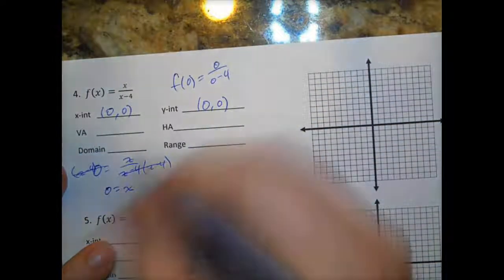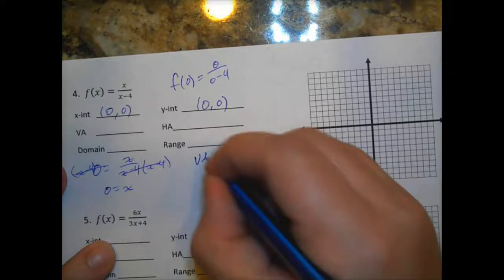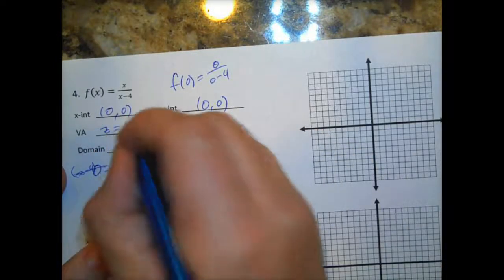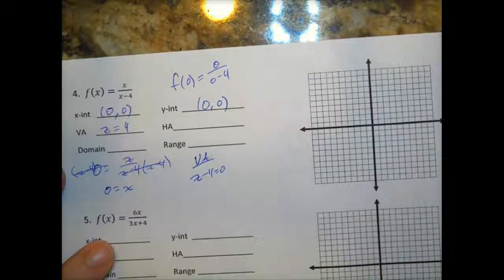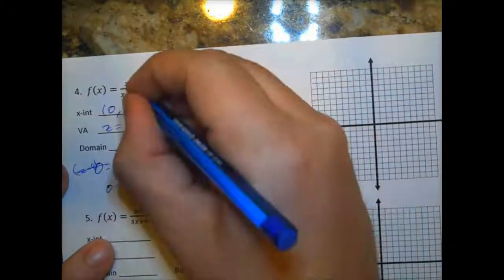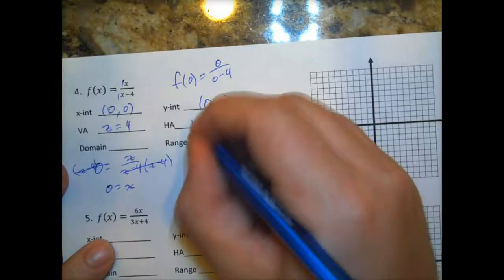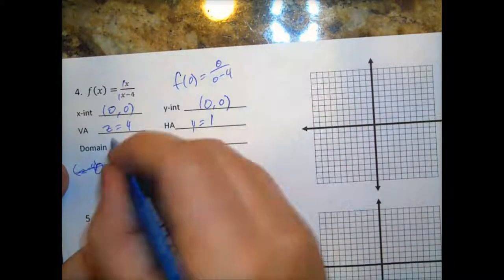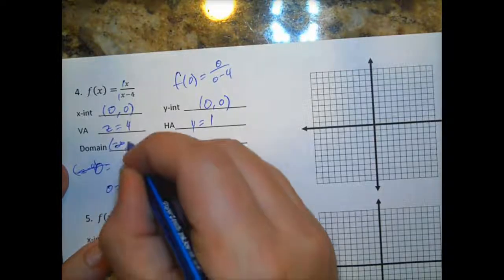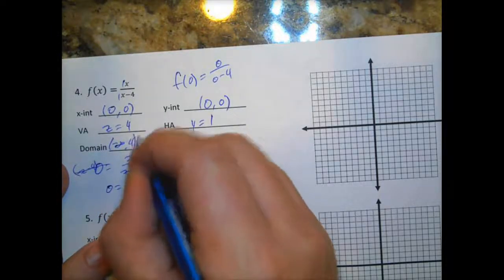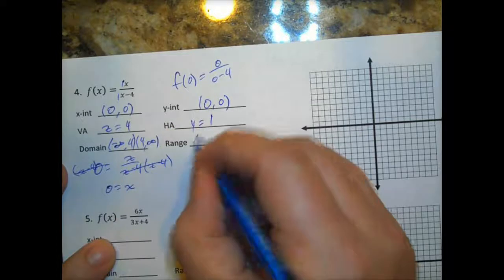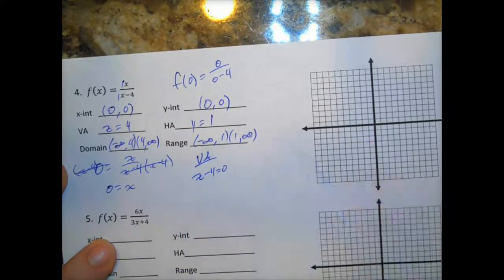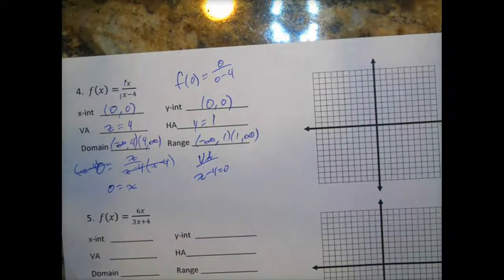For your vertical asymptote, take your denominator and set it equal to 0. So x minus 4 equals 0. So x equals 4 when you add it to the other side. For your horizontal asymptote, the exponents are the same, so we take the coefficients. So in this case, it's just 1 divided by 1 is 1. For your domain, the same thing: everything except for the vertical asymptote, and range is everything except for your horizontal asymptote. And then graph those things. But those are how you find the characteristics.